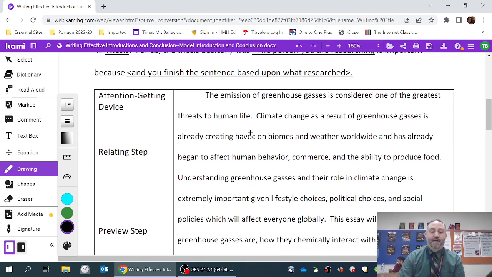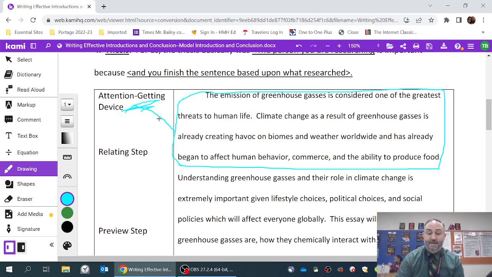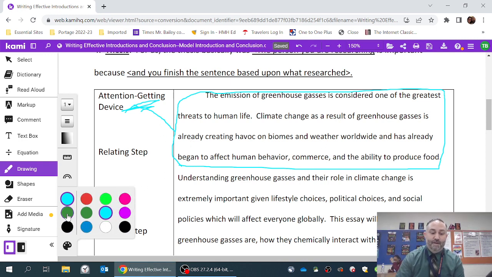So what I've provided for you today is an actual introduction paragraph from a research paper that I had written. I wanted to show you how it's done when somebody who knows what they're doing actually does it. So, the emission of greenhouse gases is considered one of the greatest threats to human life. Climate change as a result of greenhouse gases is already creating havoc in biomes and weather worldwide, and has already begun to affect human behavior, commerce, and the ability to produce food. I would say that pretty much these two sentences start off and get the audience's attention. Now, there could be a little bit of crossover between these things as well.